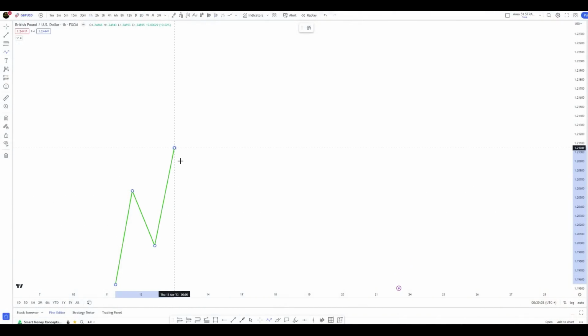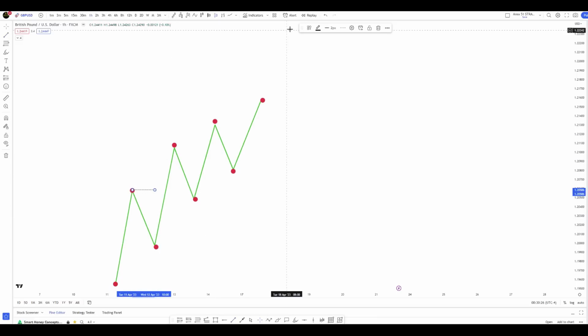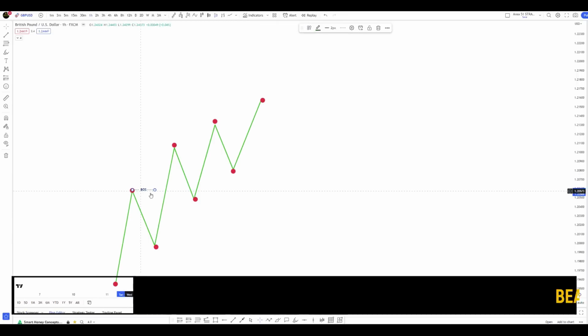So in an uptrend market, price creates higher highs and higher lows, okay? So here we have an uptrend market. So we have low, higher high, higher low, higher high, higher low, higher high, higher low, higher high. All right. So anytime the price creates a higher high and breaks the previous structure highs, we call this a break of structure. Okay, so I have my templates saved, so I call it BOS. BOS stands for break of structure.